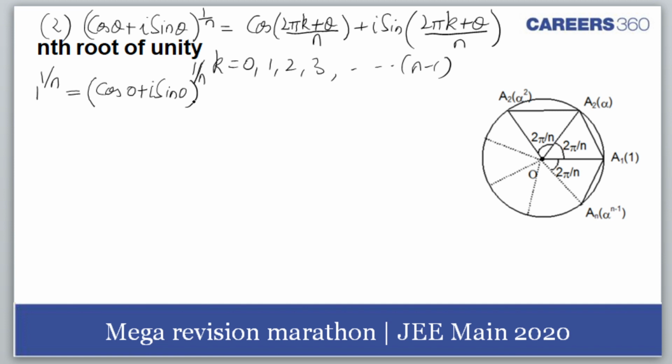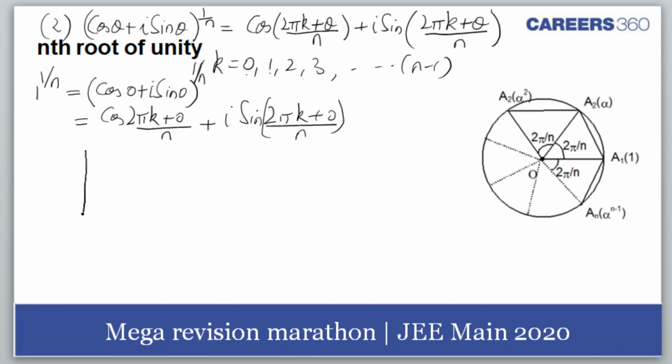So if I write like this, using this formula, I'll get cos (2 pi k plus 0) upon n plus iota sine 2 pi k upon n, theta is 0 only. This is what I'll get. Now I'll put the values of k one by one: 0, 1, 2, 3, 4. So when I put k is equal to 0, what do I get? Cos 0 plus iota sine 0. Okay, that's 1 only.